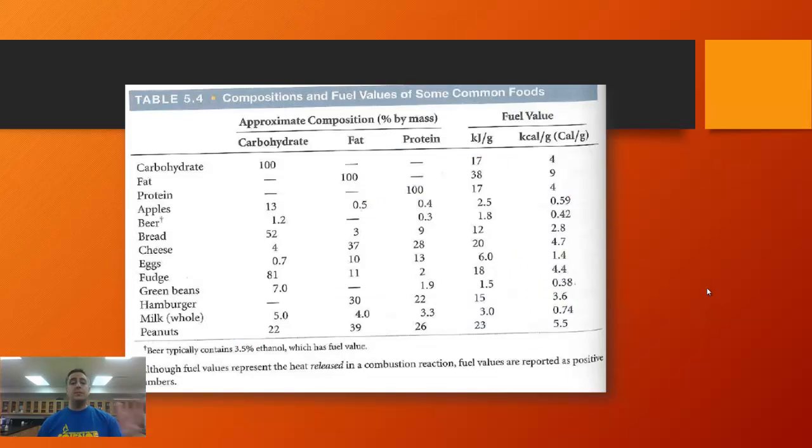So if you want to look at a bunch of different foods, you can see here within this diagram that apples, for example, have 13 grams of carbohydrates, 0.5 grams of fat, and 0.4 grams of protein. So if you add all their kilojoules together, you end up with about 2.5 kilojoules per gram of apple. Versus if you look down, say, to cheese, cheese totals up, has a lot more fat content and protein, therefore it has a higher fuel value of 20 kilojoules per gram. So the more fat and protein found within something, typically the larger amount of energy you're going to be able to release.